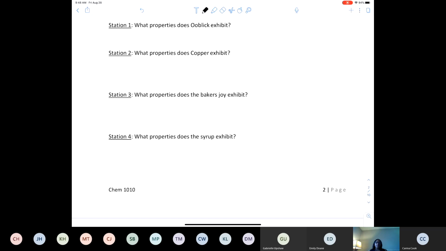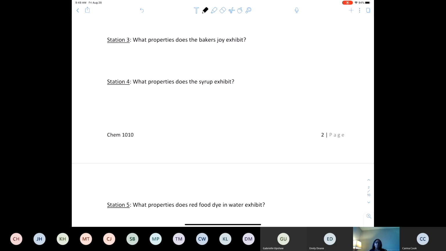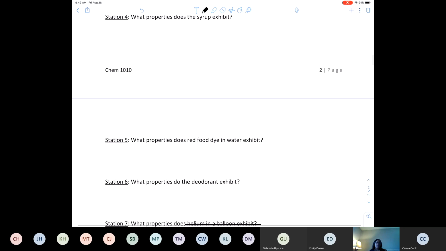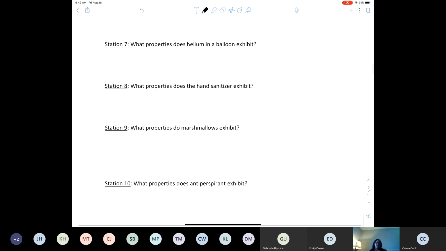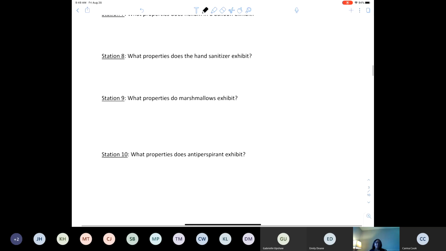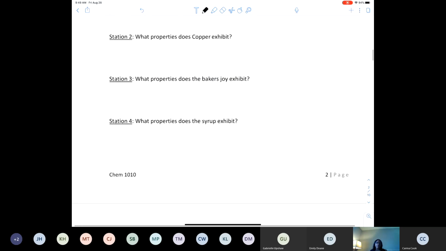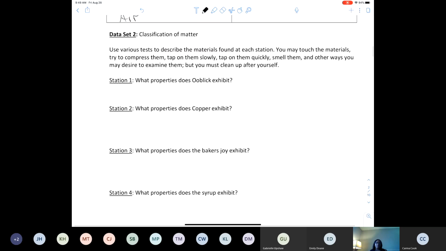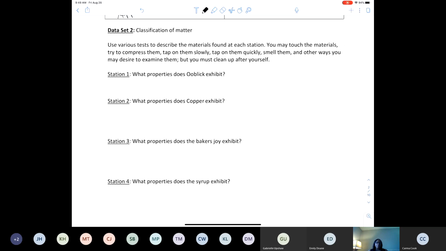The first substance is oobleck, which is just a mixture of cornstarch and water. And then copper, Baker's Joy cooking spray, corn syrup, red food dye, deodorant, helium in a balloon, hand sanitizer, marshmallow, and antiperspirant. And so you're going to fill this part of the data sheet out by describing the properties that each exhibit.